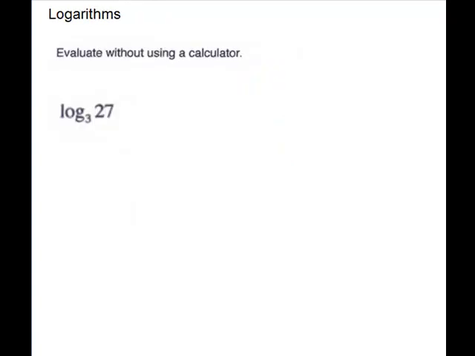Next, we're going to evaluate some logarithms without using a calculator. So we're going to try to switch the form. And so if we set this and write it like an equation, right, and we switch, we have 3 to the x equals 27. And we can think about this, 3 to what power equals 27? So 3 to the 3rd is 27. So our x is 3.